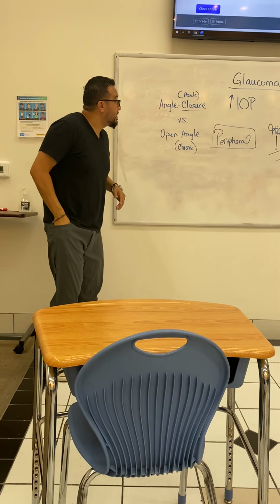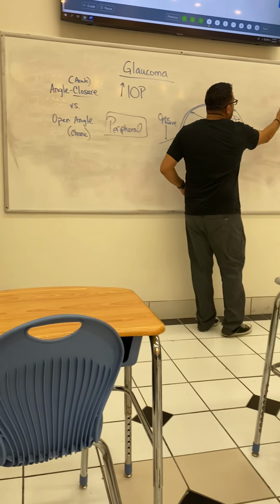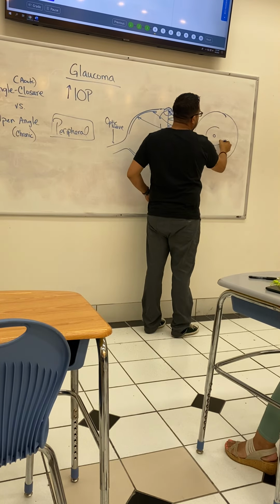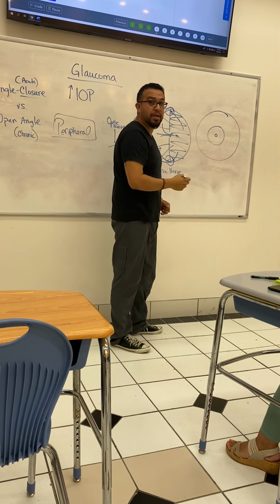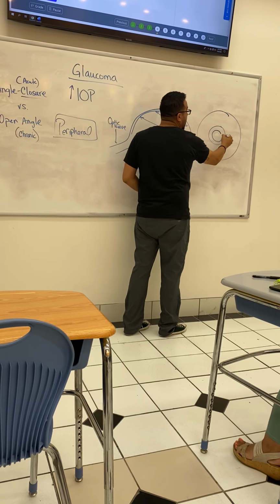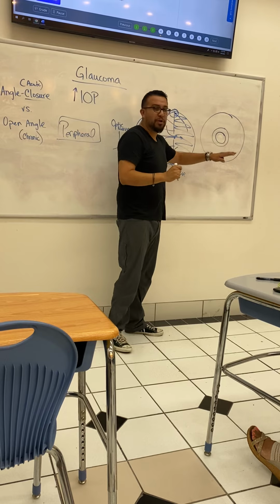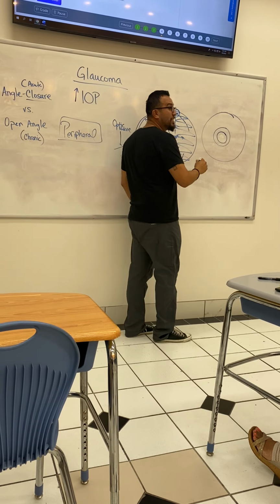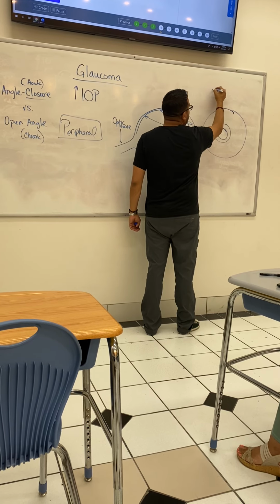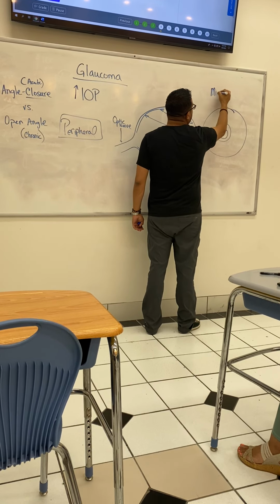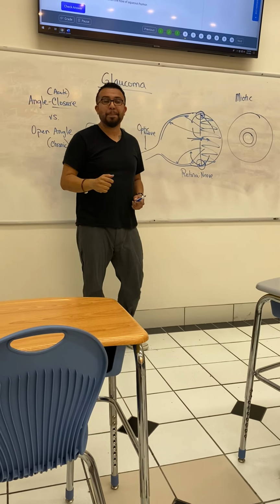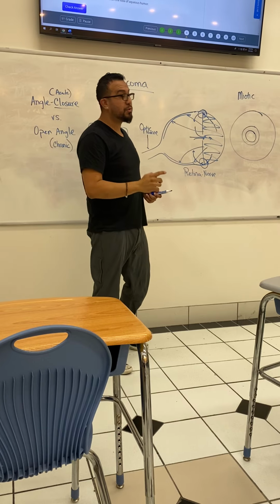A couple of more points. If you have the eyeball, this right here is the pupil, this right here is the iris, the colored part of the eye. The goal is to prevent that pupil from opening. So you want to promote something called miotic behavior, meaning that the pupils will constrict. That's what you want. You want them to constrict.